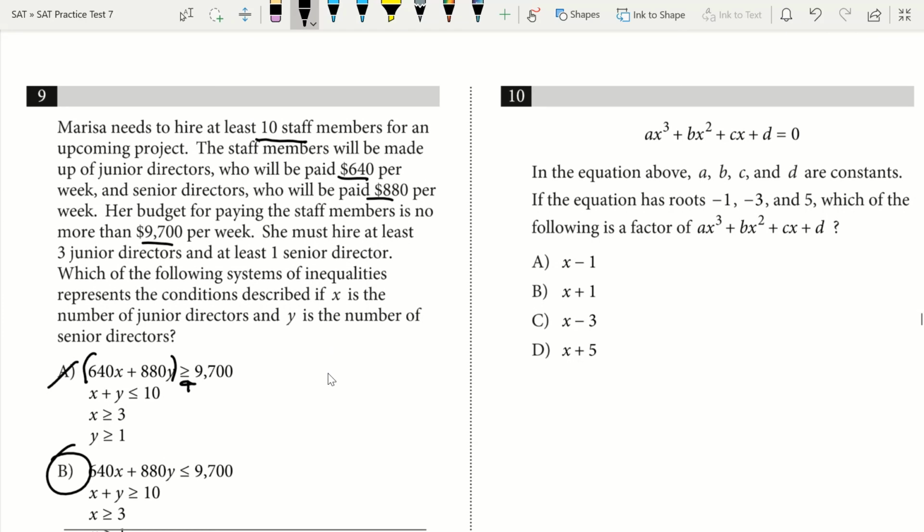In the equation above, A, B, C, and D are constants. If the equation has roots -1, -3, and 5, which of the following is a factor of the equation that we're given, right? Well, if our root is -1, then we would have X plus 1 as a factor. So our answer is going to be B.